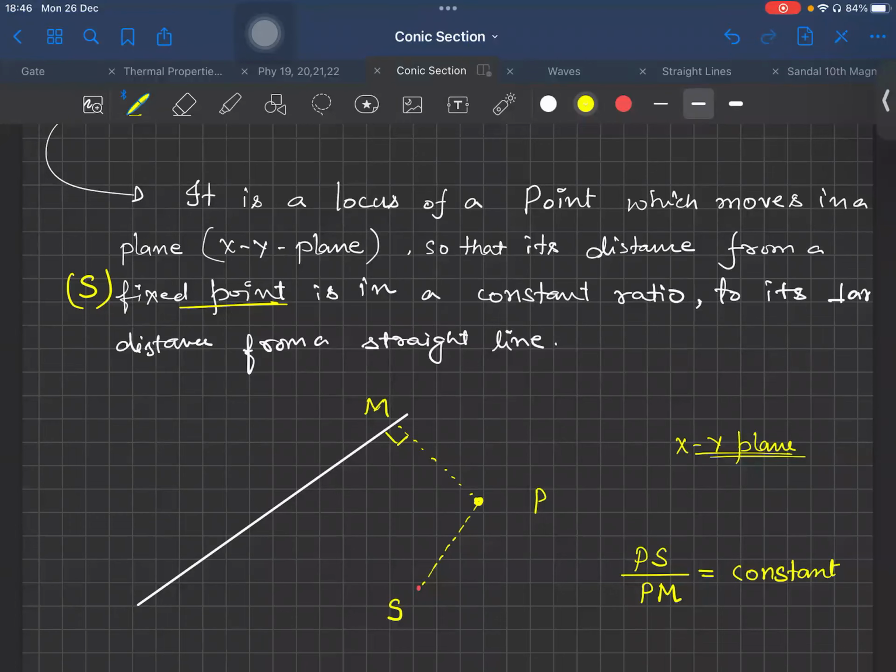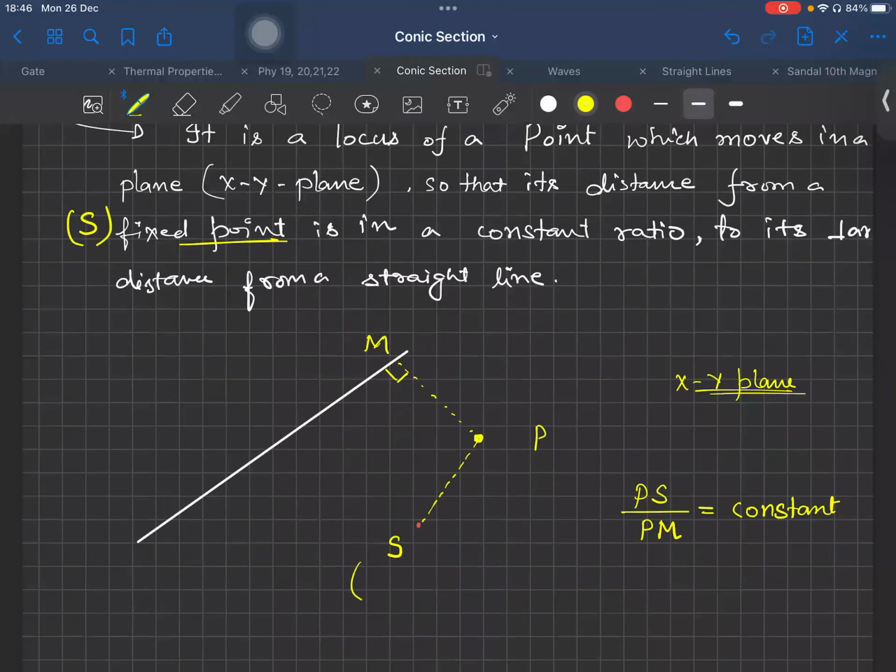Okay, so if PS upon PM, see this S point is fixed. Okay, S point is fixed and this straight line is also fixed. So it can be some straight line, we don't know about this as of now. So there is a point randomly on the XY plane and the point is moving. This point P is moving. Okay, understand this. This point P keeps on moving.